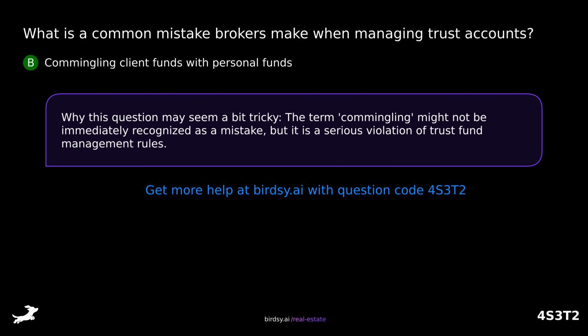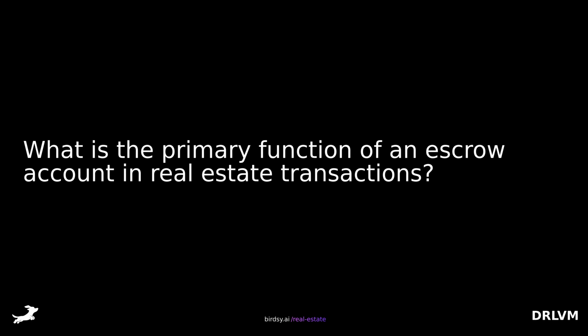Why this question may seem a bit tricky. The term commingling might not be immediately recognized as a mistake, but it's a serious violation of trust fund management rules. What is the primary function of an escrow account in real estate transactions?